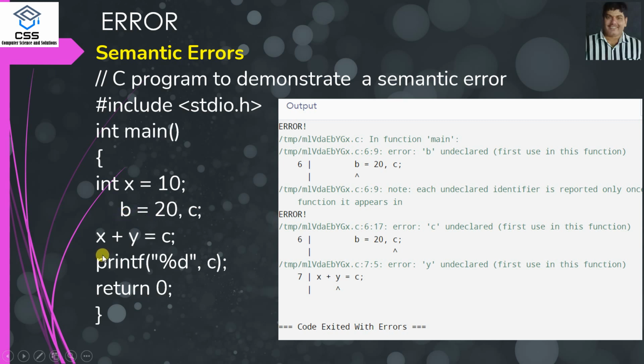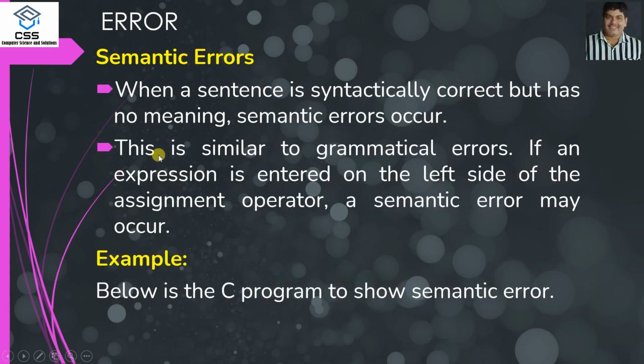And again, x plus y equal to c you cannot write, because the result is always stored in the leftmost variable, and hence it should be written c equal to x plus y, not x plus y equal to c, and this type of arrangement of the program gives rise to a semantic error. And hence the definition tells, when a sentence is syntactically correct but has no meaning, that is known as a semantic error. This is similar to a grammatical error.